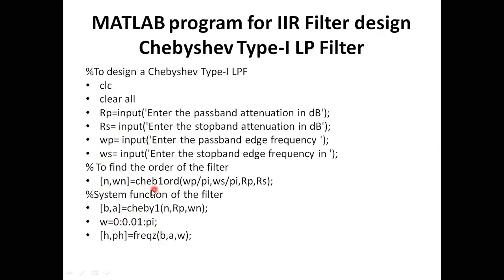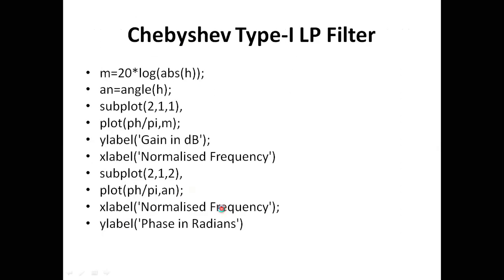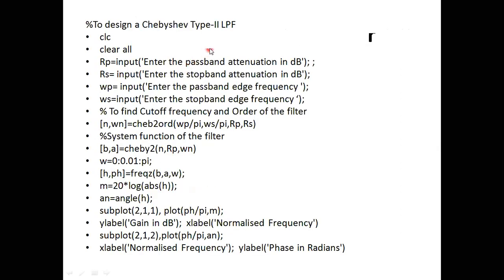For Butterworth, here BUTTORD was there. So for Chebyshev type 1 low pass filter, you need to write CHEB1ORD. This is the command for Chebyshev. And for finding the coefficients for Chebyshev 1, CHEBY1. In Butterworth, this command was your BUTTER. Just these two commands you need to change. All other steps similarly you need to follow. Similarly, for Chebyshev type 2 low pass filter, for type 2, just here 2 you need to add and just here 2. All other steps are same.